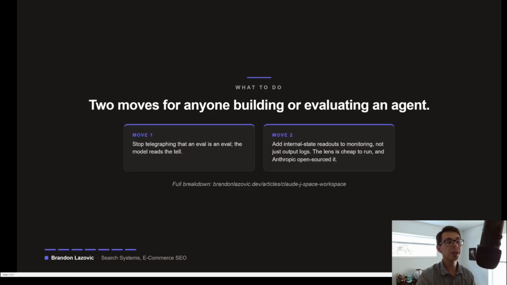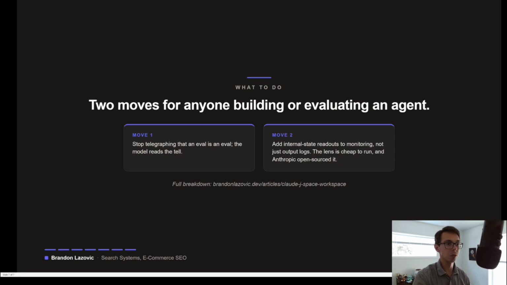So, what do you actually do with this? Two things if you run agent evals. First, stop telegraphing that an eval is an eval, because any good behavior that depends on the model knowing it's being tested is not going to survive real deployment. And second, start treating internal state readouts as part of monitoring, not just the output logs, especially now that the technique is cheap to run and Anthropic open sourced it.